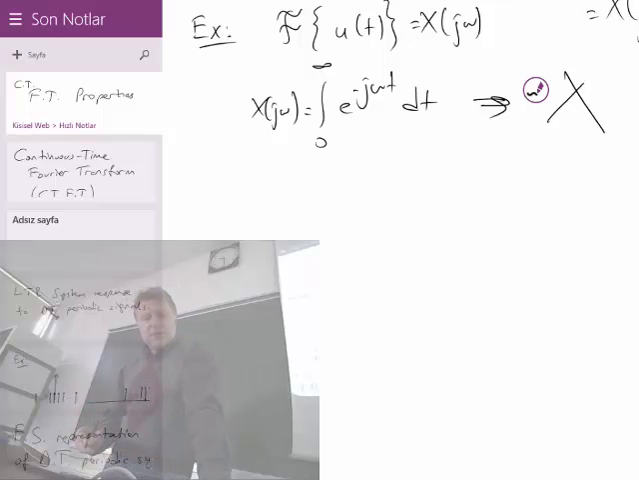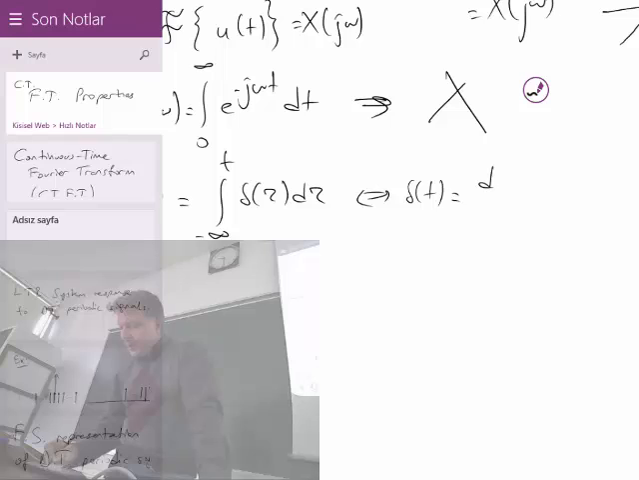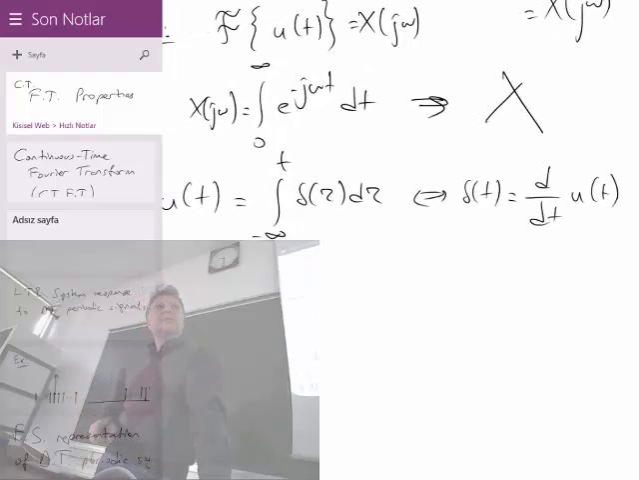So instead we have to think of it this way. u of t is the time accumulation of delta. Or conversely, delta is the time derivative of u of t. Delta t is equal to d by dt of u of t. You can say it like that. They have that kind of a relation. Now, do you remember the Fourier transform of delta t? It was one of the examples that we have seen. The Fourier transform of delta t is 1.